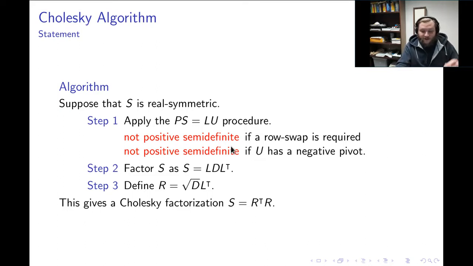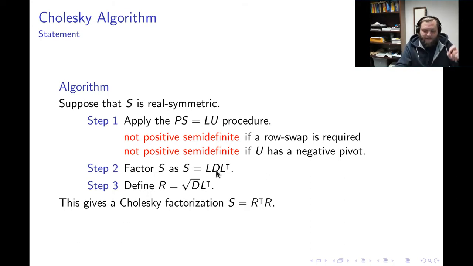So if either one of those two things happens, you can immediately terminate your algorithm and conclude that there is no Cholesky factorization because your matrix is not positive semi-definite. However, if you get past step 1 without needing a row swap and without any negative pivots in U, then you can factor S as L, D, L transpose, where L came from the L in LU, and D is the diagonal matrix whose diagonal entries are the pivots in U, which is the diagonal of U.